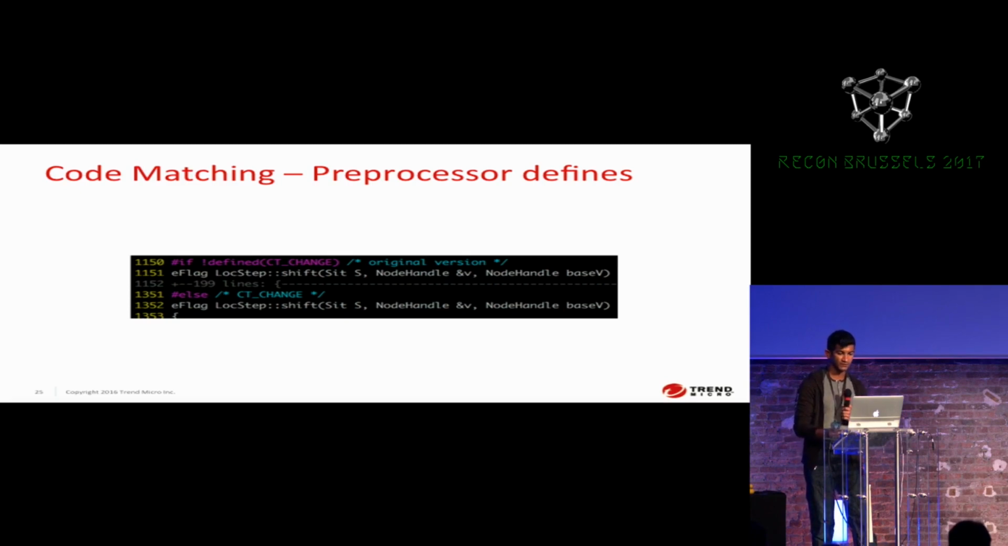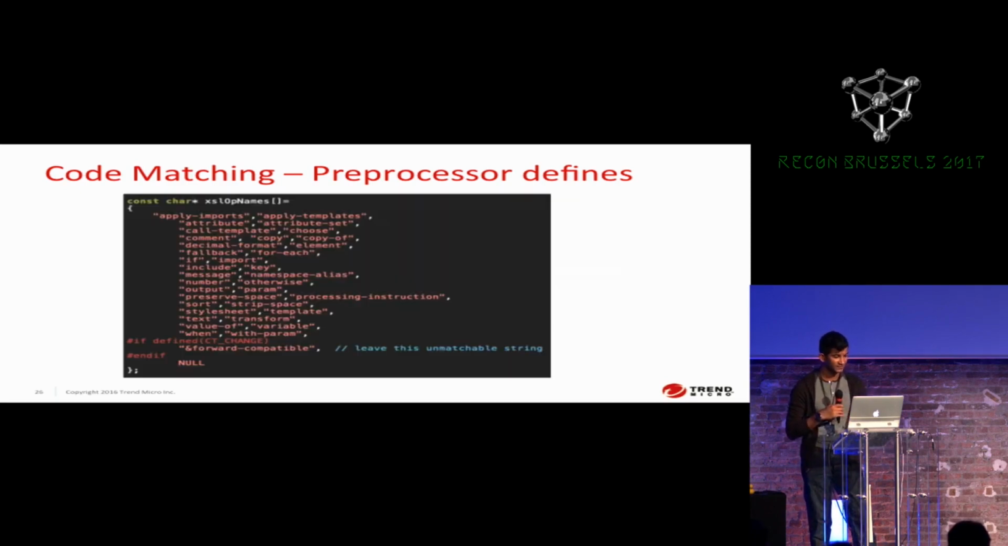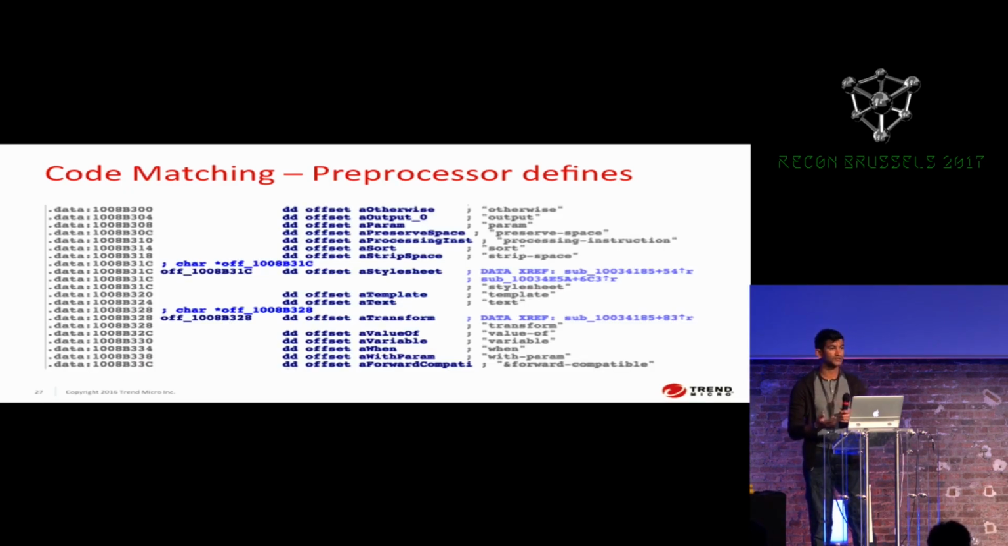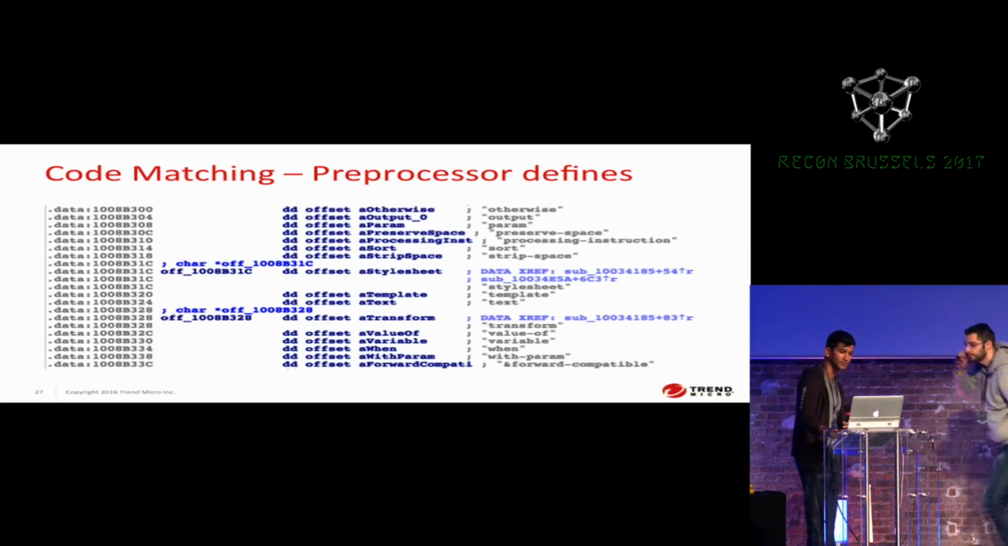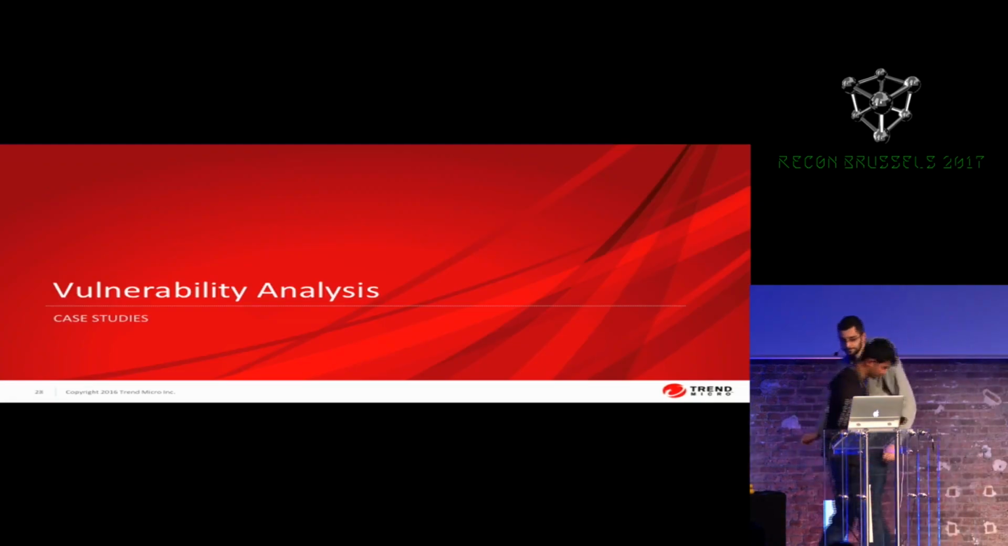But thankfully, there are a few places, such as this XSL op name structure, that has a string that is only present when this CT_change, which is one of the more prevalent preprocessor defines, is actually defined. So by looking for forward compatible, we're able to see that in the production builds of Adobe Reader, they did in fact use CT_change. And on that note, I'm going to hand it over to Abdul so we can go over bugs themselves.